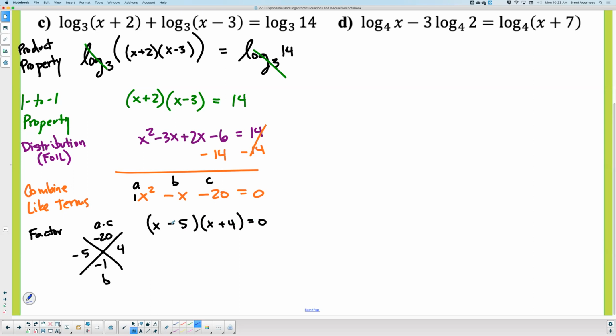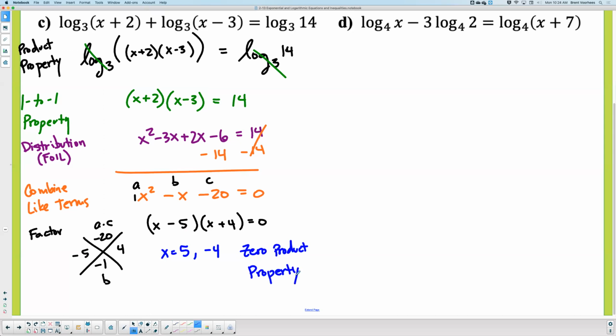According to the zero product property, what's the only way to multiply and get 0? 0 times 0. Multiply by 0. So either here, x equals what number? 5 or negative 4. Now that's according to the zero product property. Let me write that here. Zero product property. But now we have an extraneous solution.